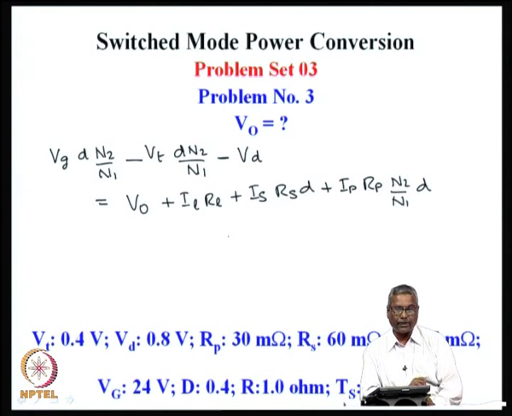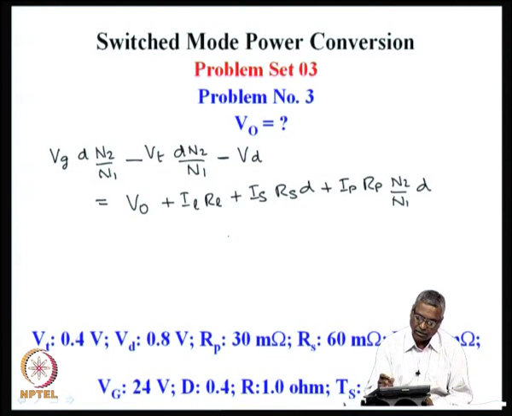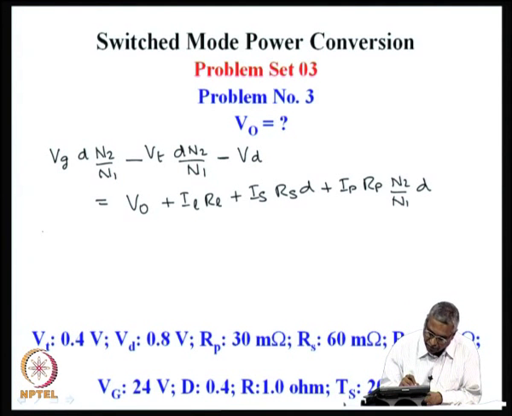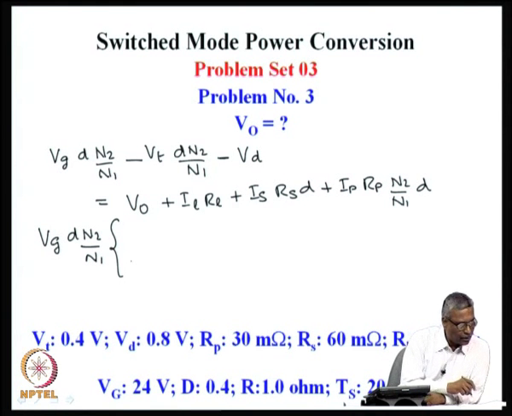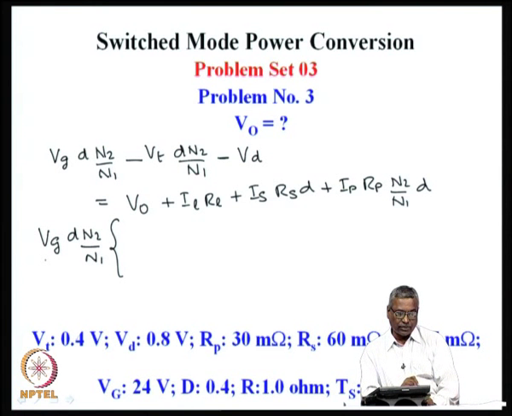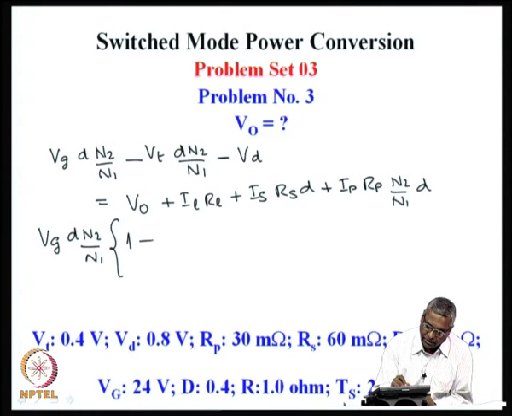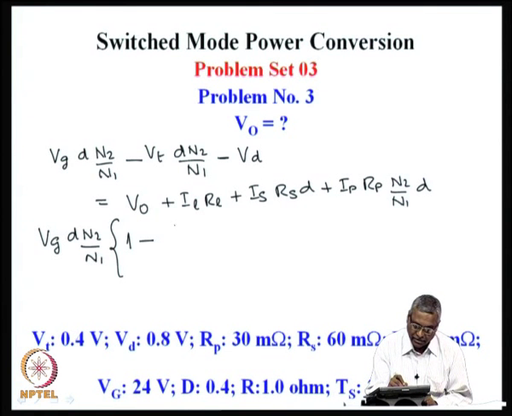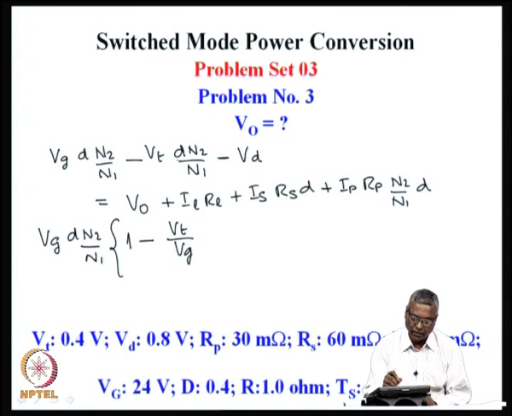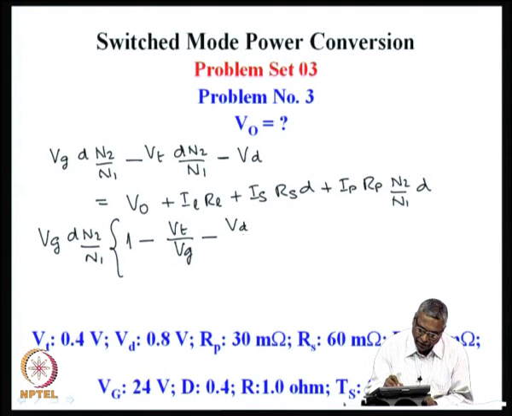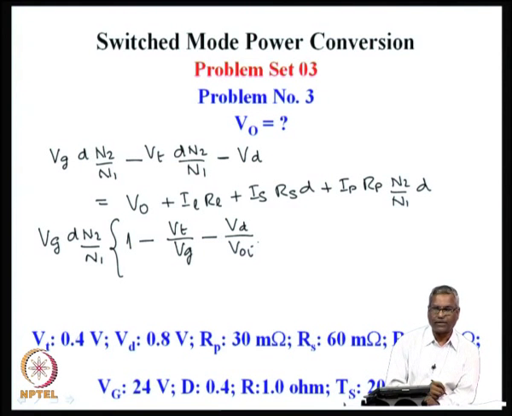So, these are all our quantities. All the quantities relating to V naught have been taken to the output side. So, this can be written as Vg d n2 by n1. This is the ideal gain. Please note how these terms are separated. The first term is the ideal gain. So, we write all the other quantities as a correction factor: 1 minus Vt by Vg is the second term, minus Vd divided by whatever is taken out, which is the ideal V naught. So, we will write it as ideal V naught.